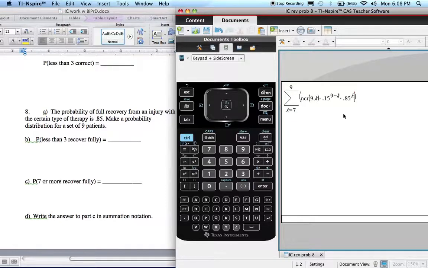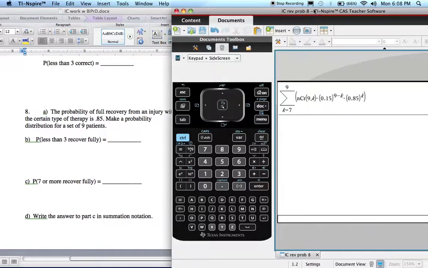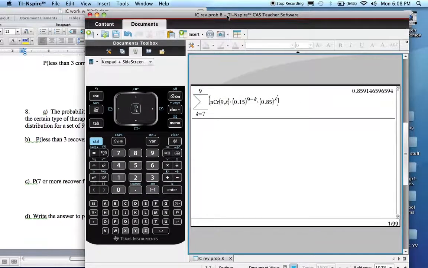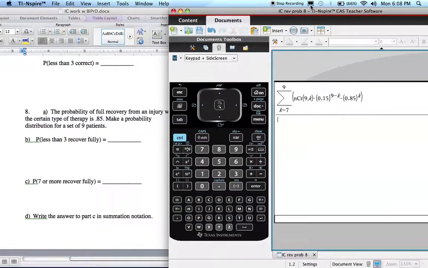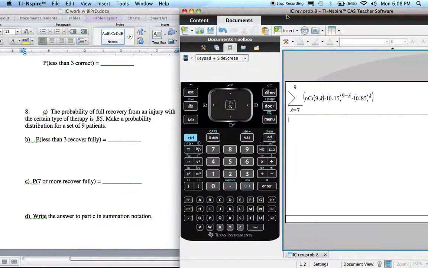And if you hit enter, notice we get the 0.8591 computation that we got before. So I hope this is helpful in figuring out how to do the problem and make a probability distribution.